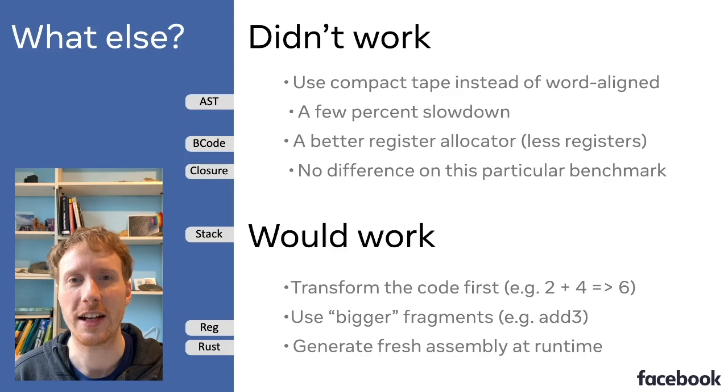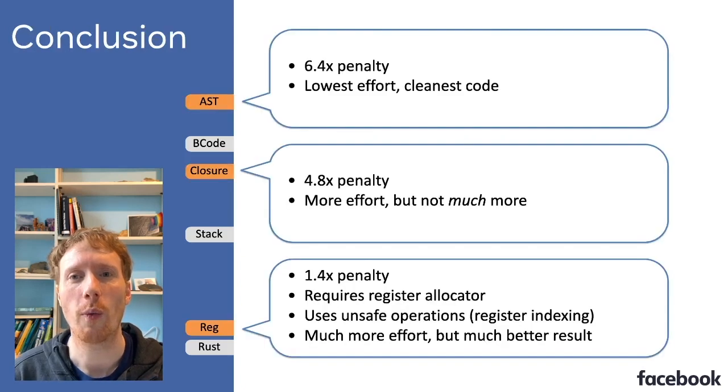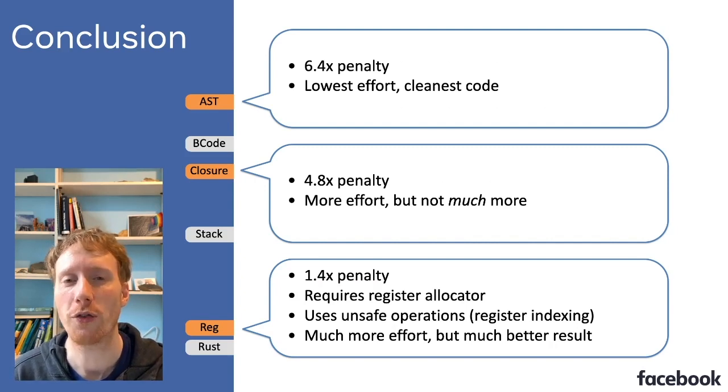So let's look at the techniques we've gone through. Of these, AST is 6.4 times penalty, but the lowest effort and the cleanest code. So this is definitely where to start from, and it might often be the case that the interpretation overhead is not a significant portion of the evaluation, so it's worth sticking to. If you're looking to do better, a Clojure-based approach gives a 4.8 times penalty. So it's a little bit more effort, but not much more, for a nice improvement in speed.